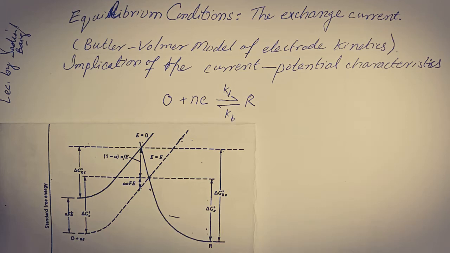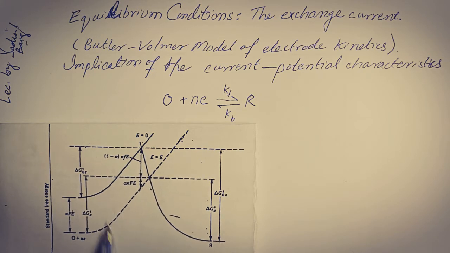Butler-Volmer model of electrode kinetics. In this lecture, we will discuss the equilibrium condition, in which we will discuss the exchange current, that is the implication of the current potential characteristics, which have been discussed earlier in the previous lecture.